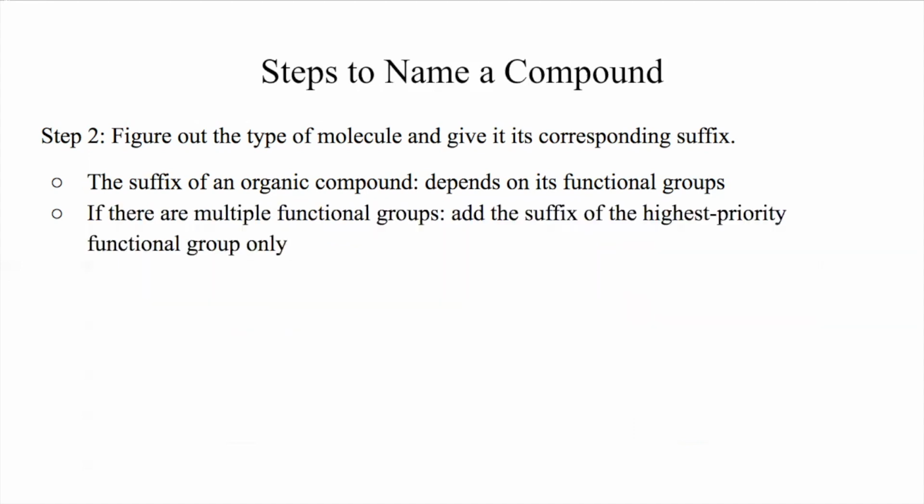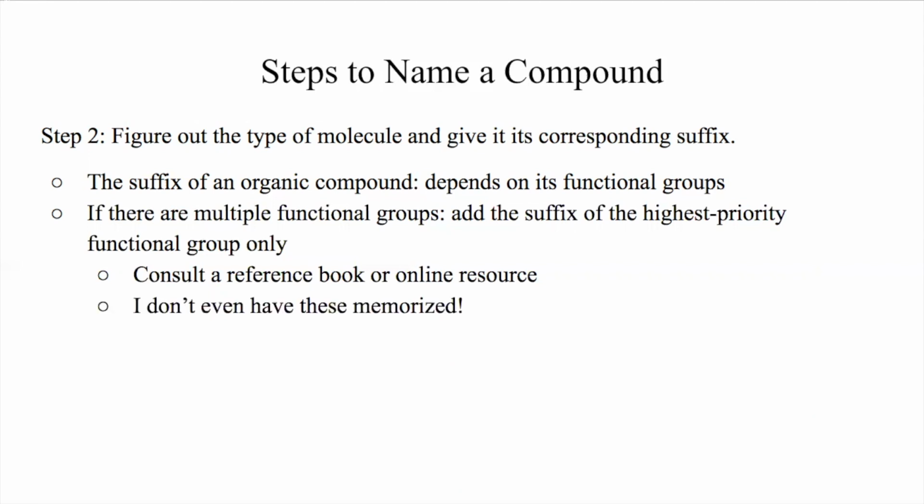If there are multiple functional groups in a molecule, don't panic. All you have to do is add the suffix of the highest priority functional group. How do you figure this out? Consult a reference book or online resources. The priorities of functional groups isn't really based on something very tangible. IUPAC established this list. So you either have to memorize them or look them up.